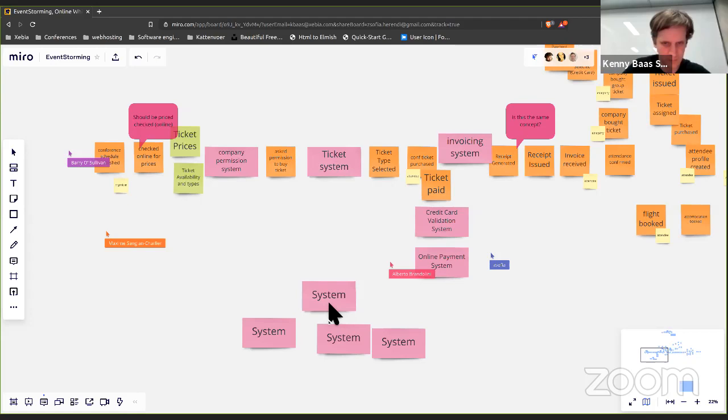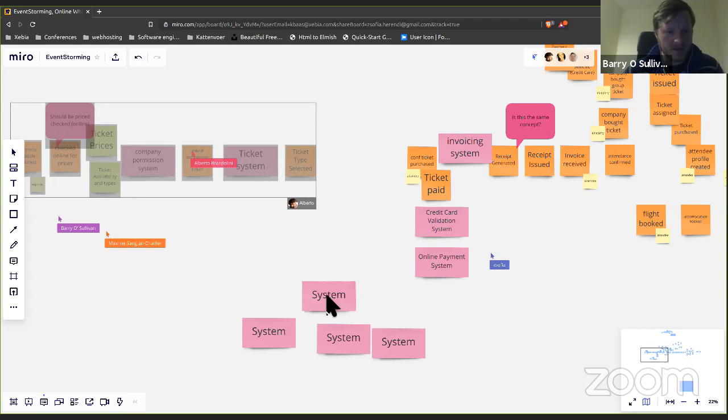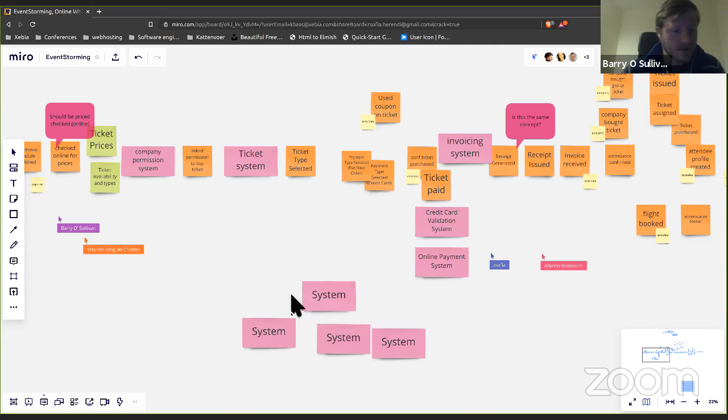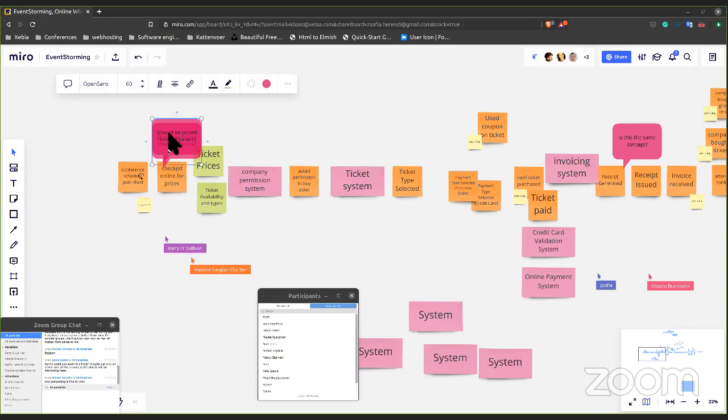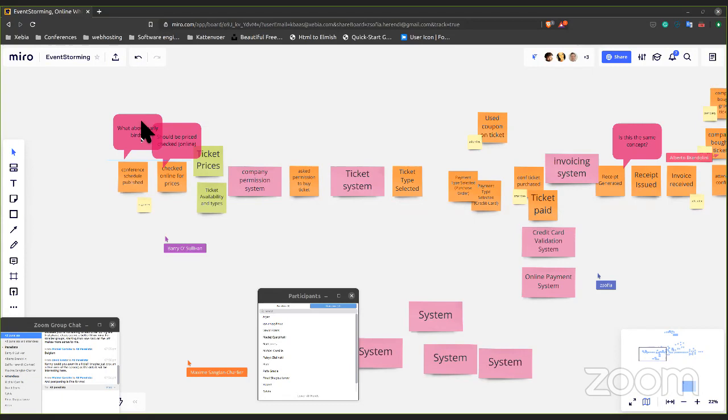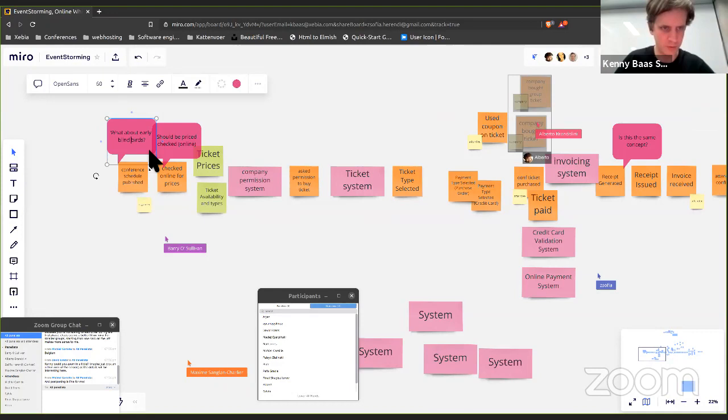Okay, so I assume the leftmost one is conference schedule published. I'm already nitpicking, but the first thing I'm thinking is it's possible for people to buy the blind bird ticket before the conference schedule is published, but that's not part of the main flow. We could discuss that afterwards. Should we put a hotspot somewhere in here, right? Yeah. So what about early birds, even blind, without any schedule? Blind bird tickets. Okay, great.